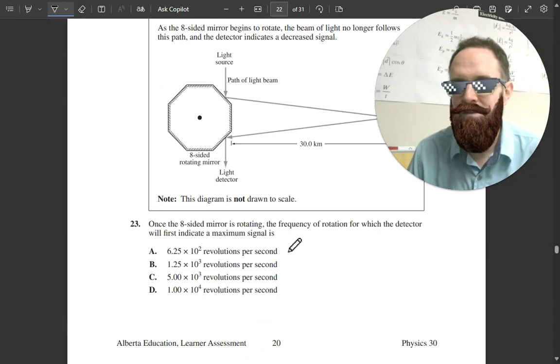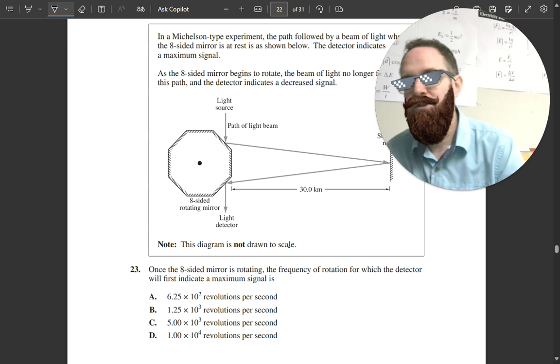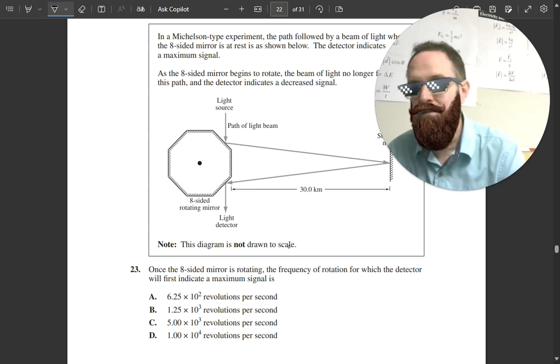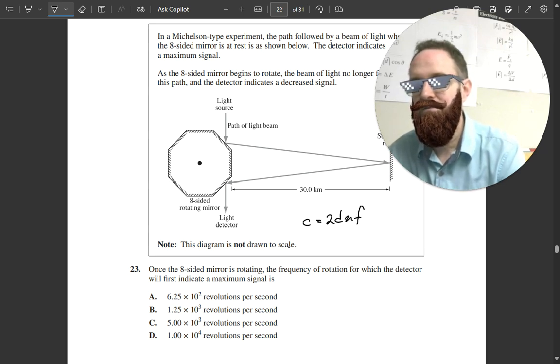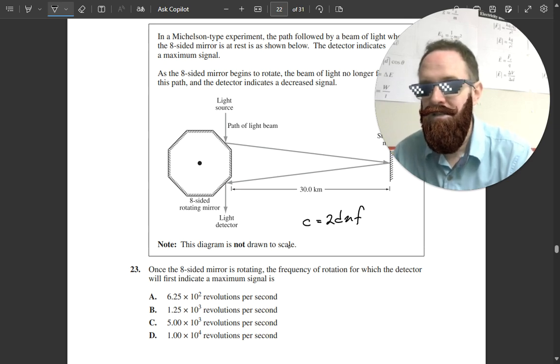Okay. Michelson type experiment. Oh, this is fun. Another formula which we don't have on our formula sheet. Remember, to find the speed of light, we're going to take 2 times the distance it has to travel, times the number of mirrors there is, times its frequency. So it's 2 dNf. And we're just trying to find, in this case, frequency. This is per second, so this is going to be in hertz.